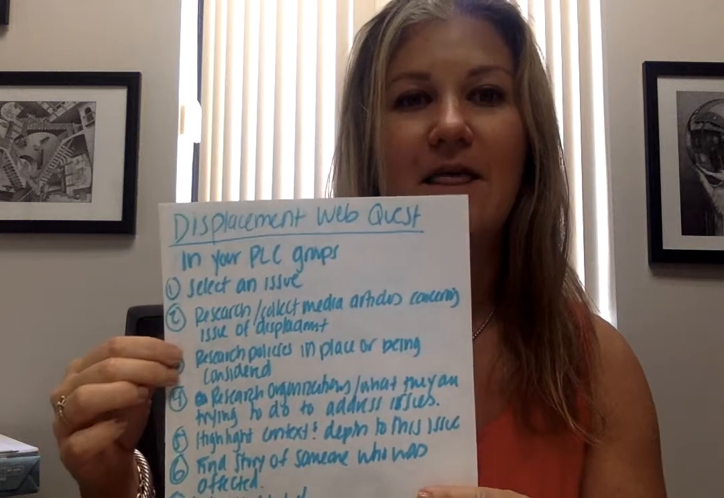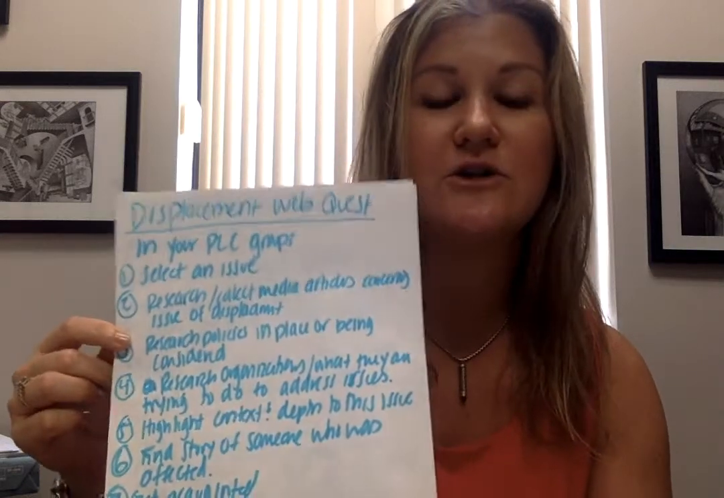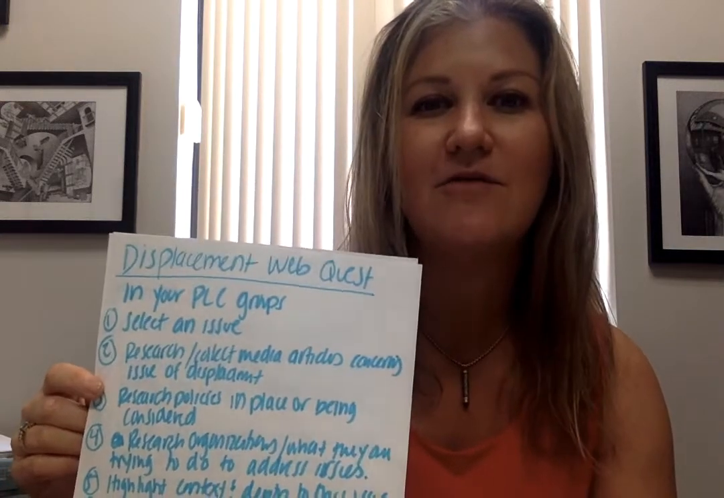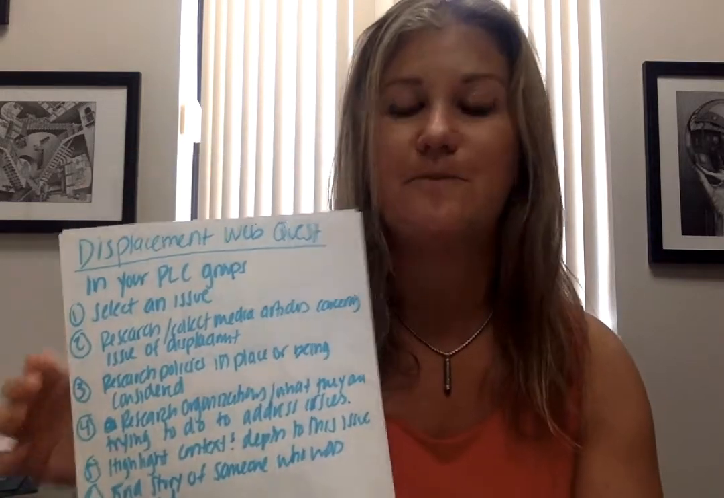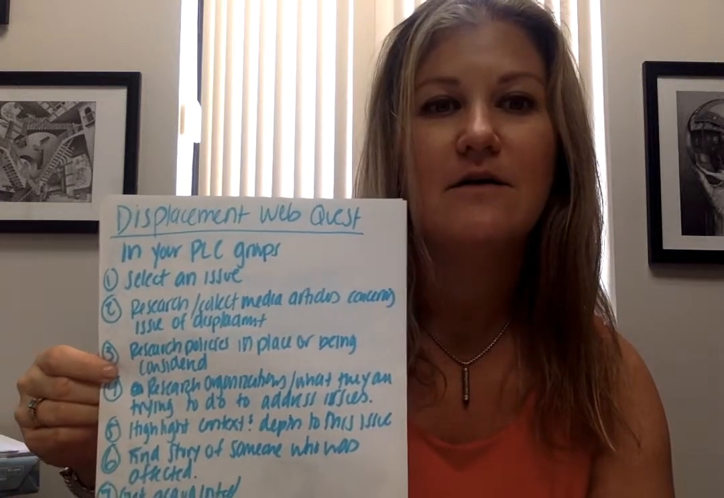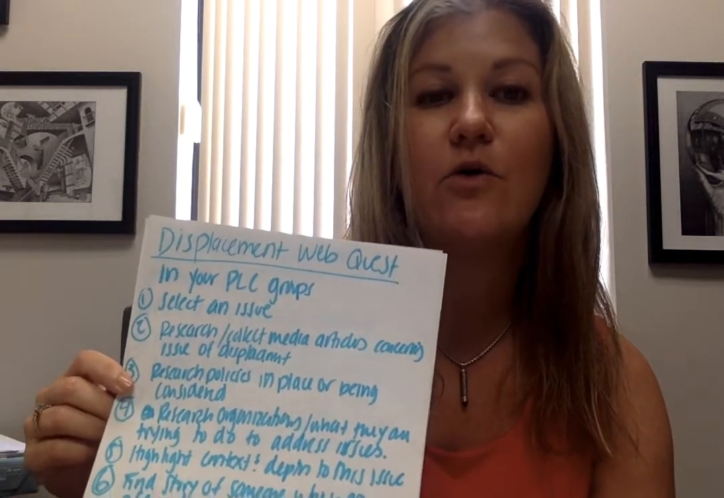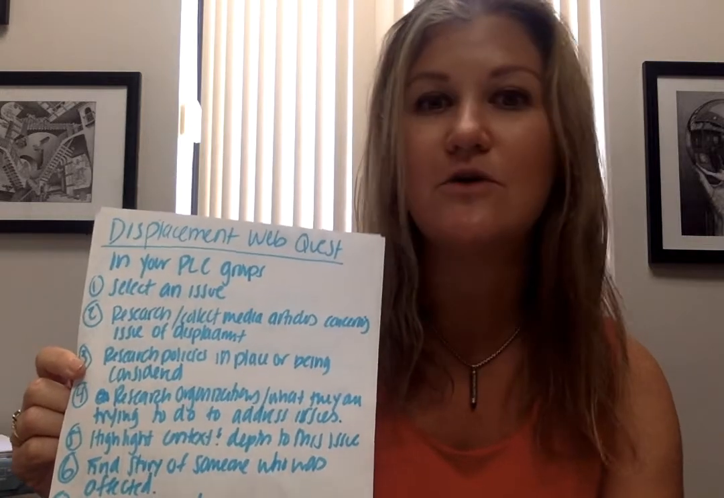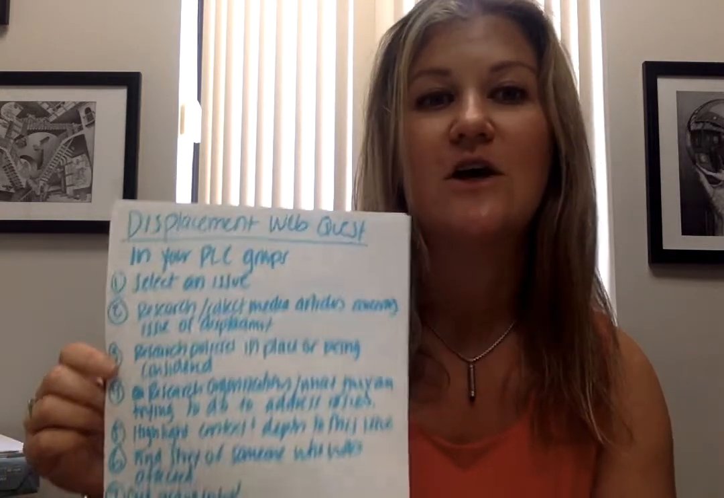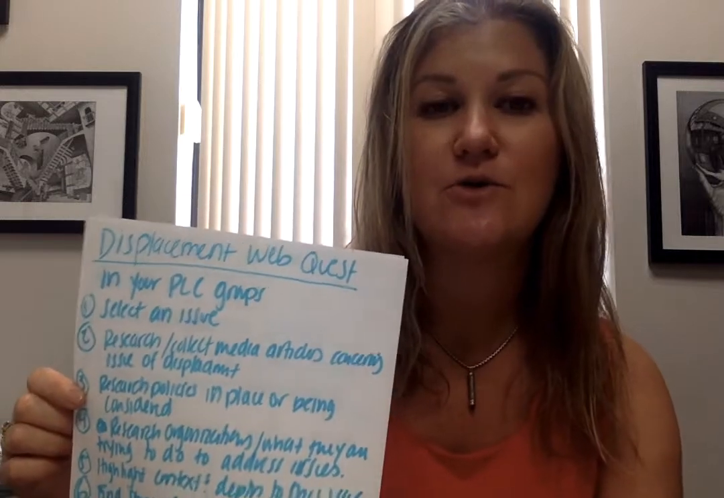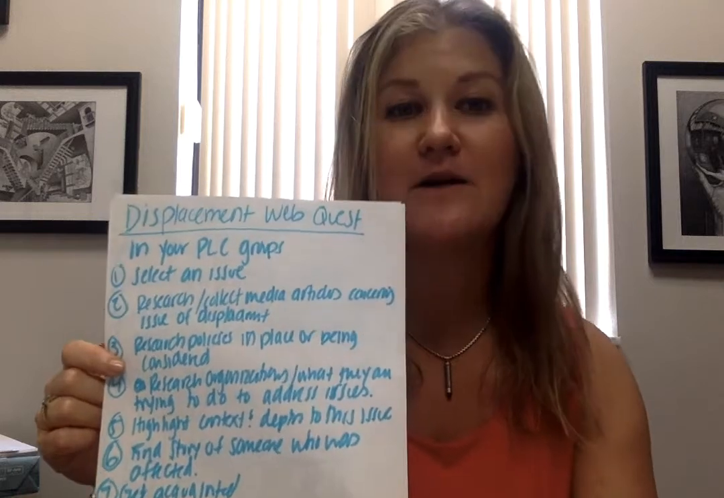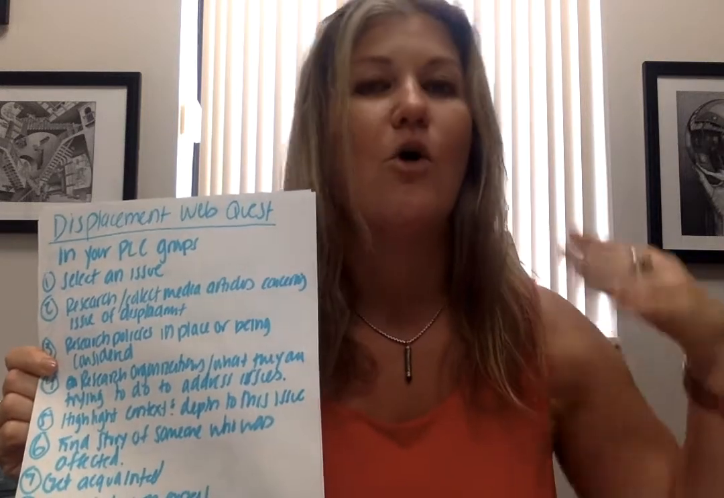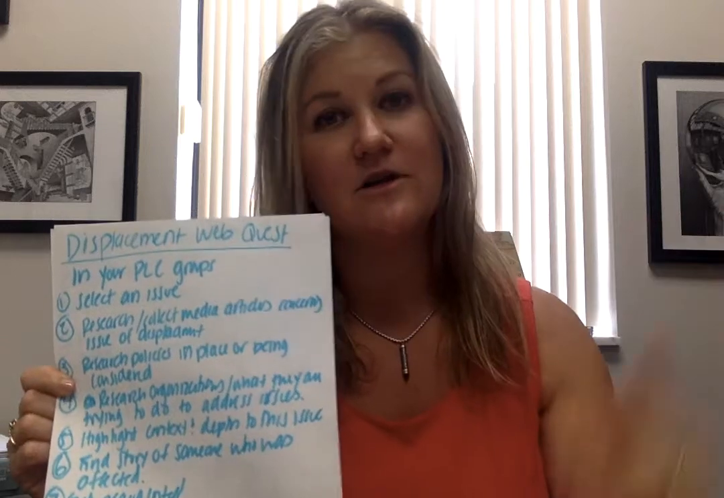For number 3, these people will research the policies at the state, local, and national level that are actually in place and that are currently being considered about your issue. Number 4, these people will research organizations and what they're trying to do in order to address these issues. This should include responses from professional organizations and community centers to these policies, either positive or negative. So what is the buzz with organizations that are trying to help these people?